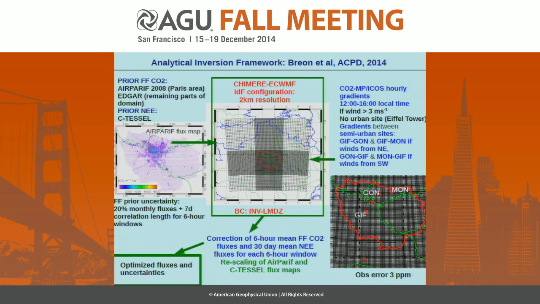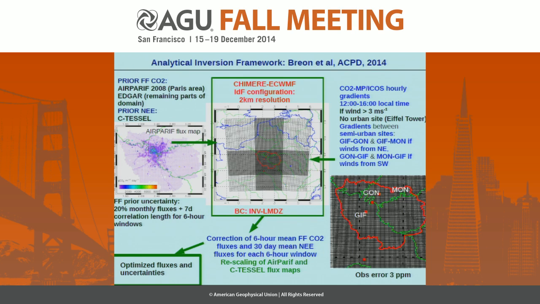Regarding the observation vector, we assemble the concentration gradients between an upwind and downwind station during the afternoon if wind speed is greater than 3 meters per second. The main idea of this gradient selection is to remove the upwind signal from both the measured and the model CO2 concentrations. It assumes that the emissions are concentrated between the upwind and the downwind sides.